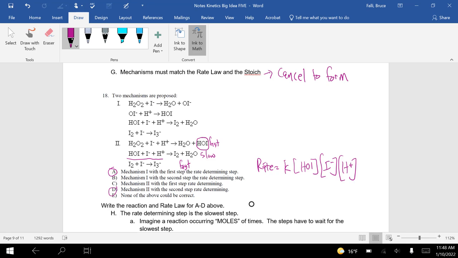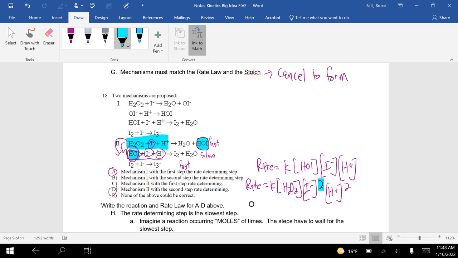So because HOI is an intermediate, I'm going to replace HOI with these reactants. So I'm going to instead say rate equals K H2O2. Now notice I've got I negative in both places, so I'm going to make that I negative squared. And I've got H positive in two places, H positive squared. So because I have an intermediate, my intermediate pulls all of those down into it. Okay? And because I have two I's means I have a coefficient of two I negatives, and two H positives would be that as well.